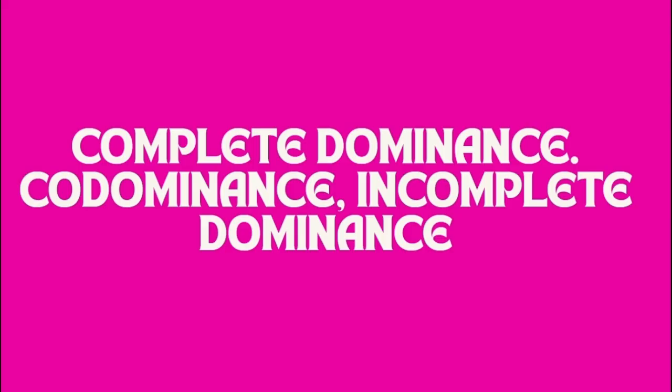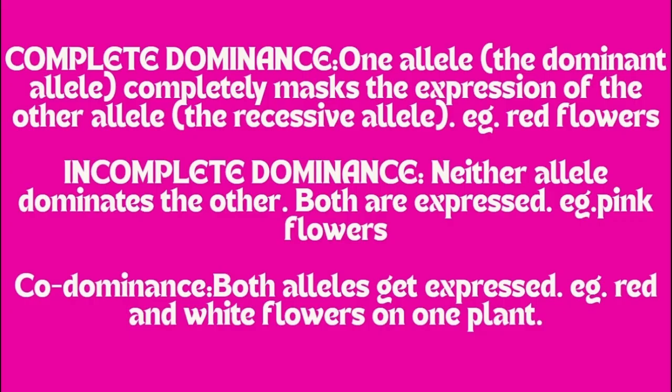So let's find out the difference between the three. With complete dominance, it just means that only the dominant allele is going to be expressed. For example, if you had two flowers, and we use a flower example, big R coded for red flowers, little r coded for white flowers, complete dominance means the offspring is going to come out completely red because that is the dominant trait.